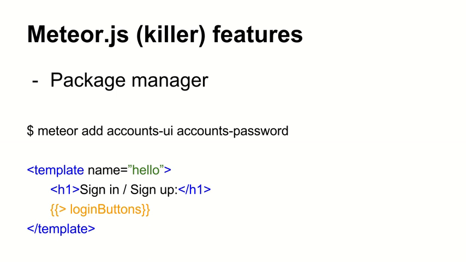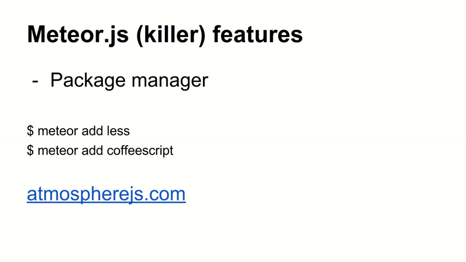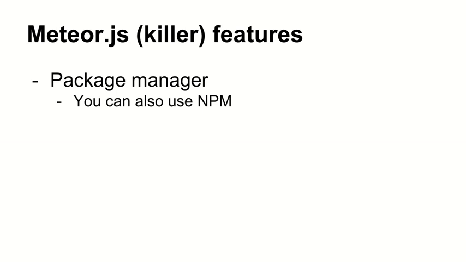That's amazing. We can add the less package, create less files and start writing less code. We can also add the CoffeeScript package, create Coffee files and start writing CoffeeScript. You can find packages on atmosphere.js.com. There are more than 4000 packages. If you don't find a package on Atmosphere, you can still use npm.